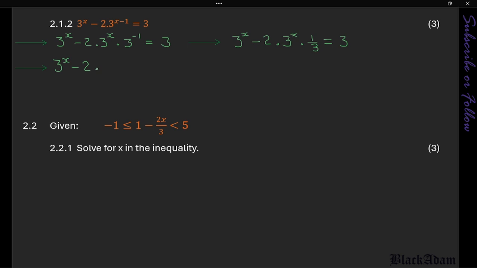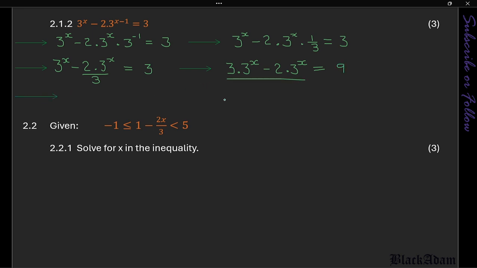And then we have to continue further, so that's over 3. You multiply by 1 over 3, so that's over 3, and that is equal to 3. So all of that will give us that. And what we have to do, we're going to multiply both sides by 3, so that would be 3 dot 3 to the power x is equal to 3 times 3. That will give us positive 9.